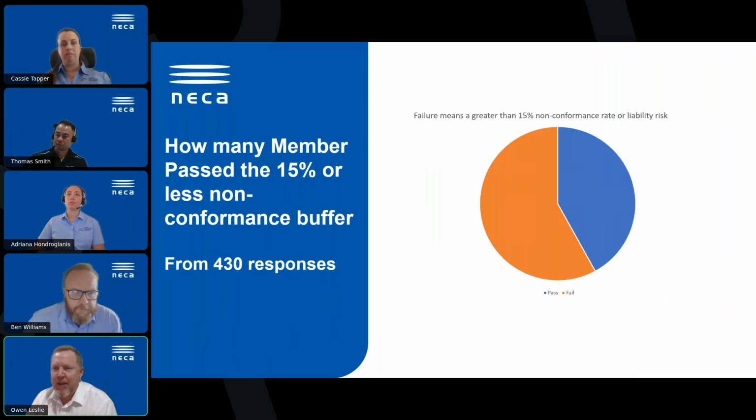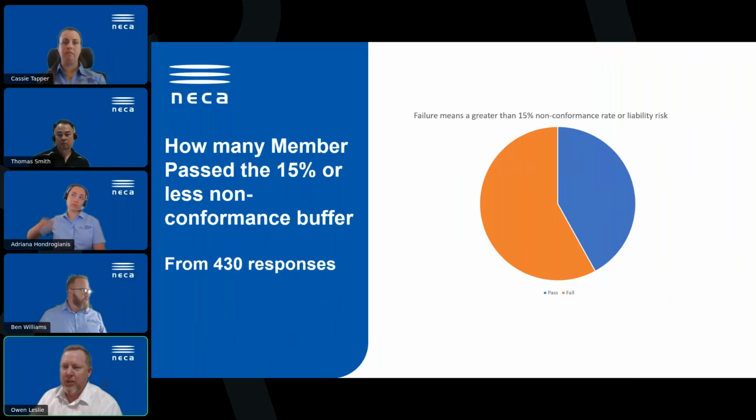How many members passed the 15% or less non-conformance buffer from the 430 responses? So what we've done, we've drawn a line in the sand, and it's 15% non-compliance or 85% pass rate that we put at some time. So if you get more than 85%, we call that a pass. If you get less than 85%, we'll call that a fail.